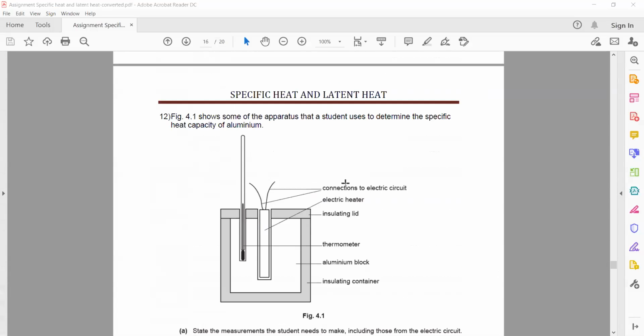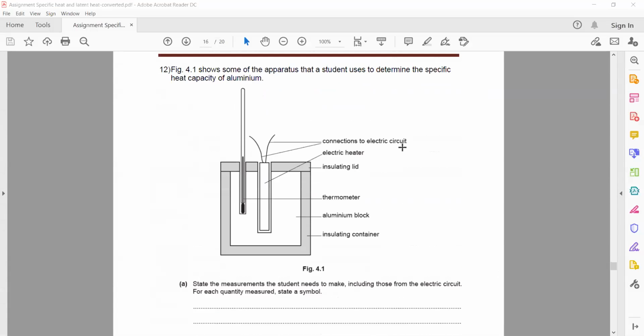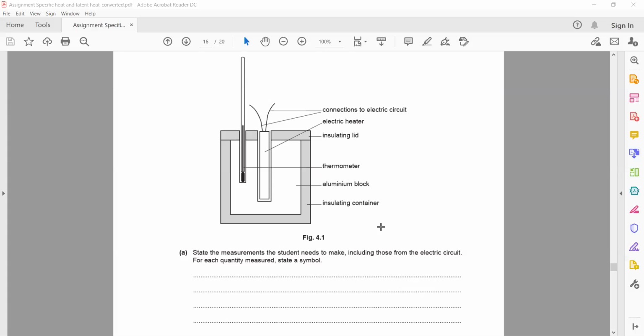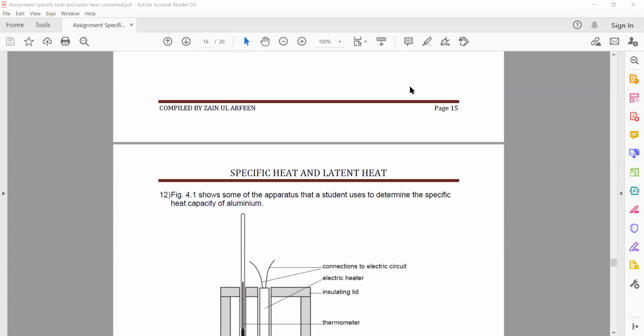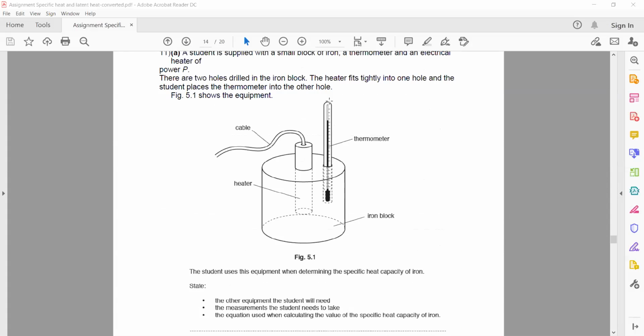So this is a similar question you can see here. It shows some of the apparatus that a student used to determine the specific heat of aluminum. State the measurements needed, including those from the electrical circuit, like voltage and current. For each quantity measured, state a symbol: voltage denoted by V, current denoted by I, mass denoted by M, time denoted by small t. So the same question as we discussed in this one.